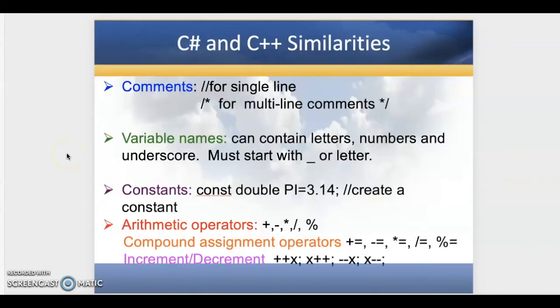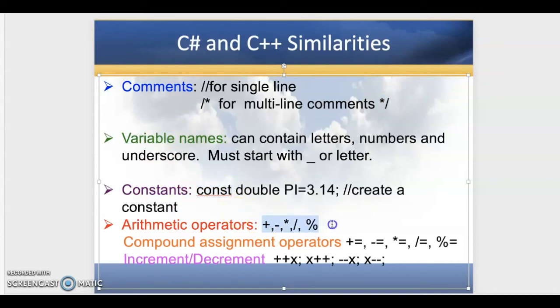In fact, there's so many similarities between C# and C++. The comments, you can either have a single line comment or a multi-line comment with either these two forward slashes, or the forward slash and the star and forward slash. Variable names have to contain letters, numbers, and underscores, but they have to start with an underscore or a letter. If you want something to be a constant, you're going to set it once and then never change it. Put the word const in front of it.